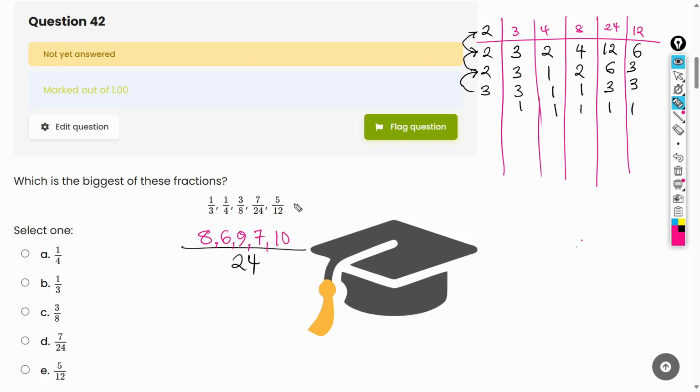So the biggest of these fractions is the one that has the biggest value, 10 out of 24. And that's 5 out of 12. Right here.